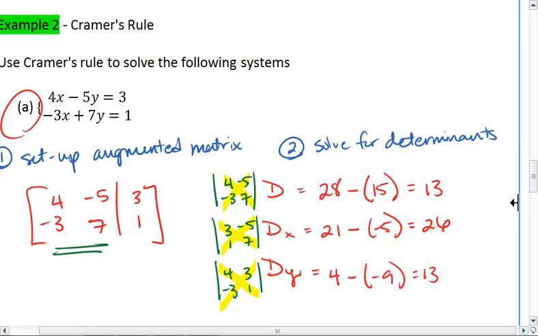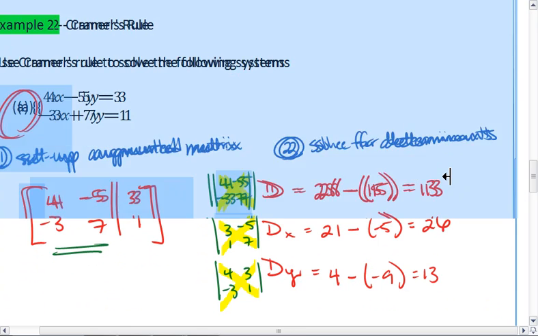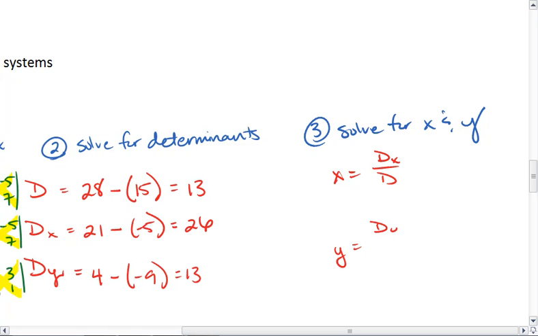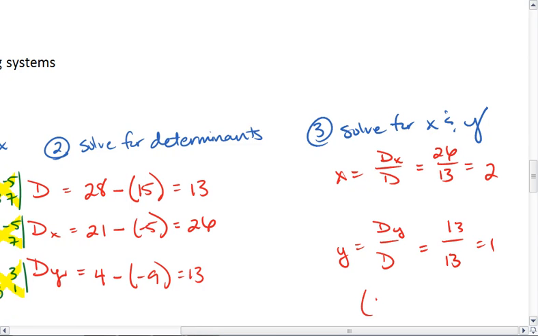The last step you want to do is now solve for x and y. I know that x is Dx over D, and y is Dy over D. Thus, x is 26 over 13, and y is 13 over 13. x is 2, y is 1, so my final answer is the ordered pair (2, 1).